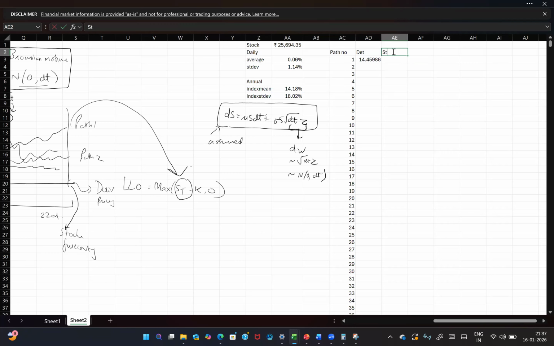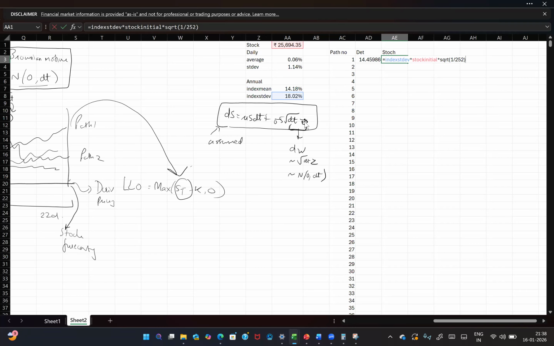What is your stochastic part? So one part done. Stochastic part is sigma S root dt. Sigma is what? Index standard deviation into S, initial stock price, into what? Root dt. What is root dt? SQRT of 1 by 252. Into what? Finally, Z value. Now, what is this Z value?